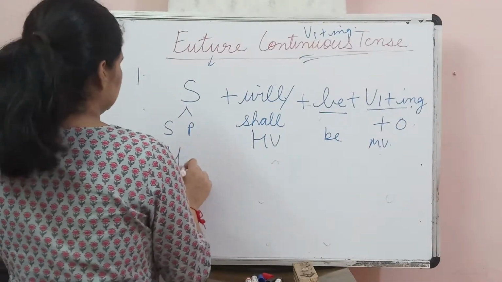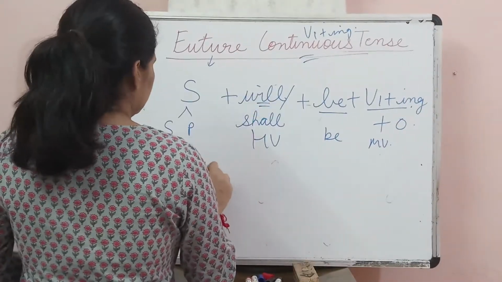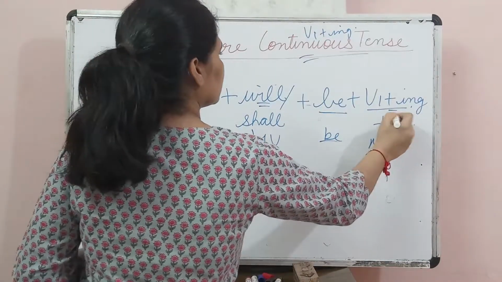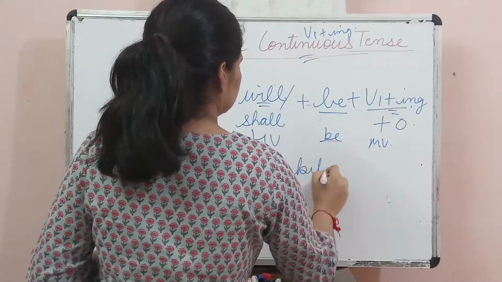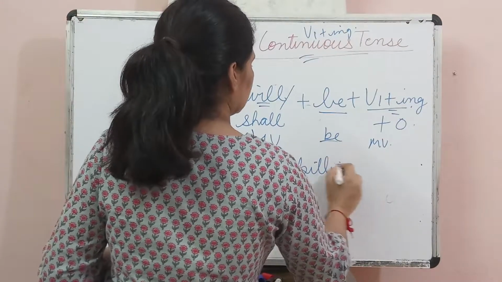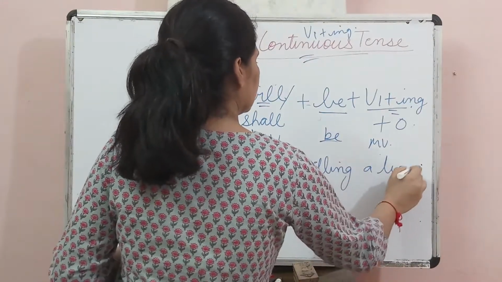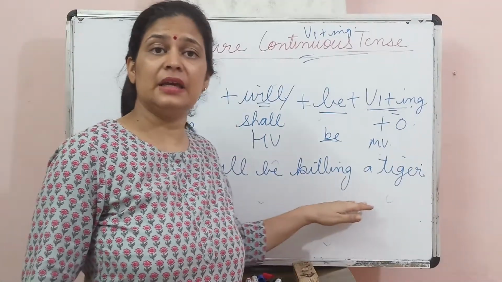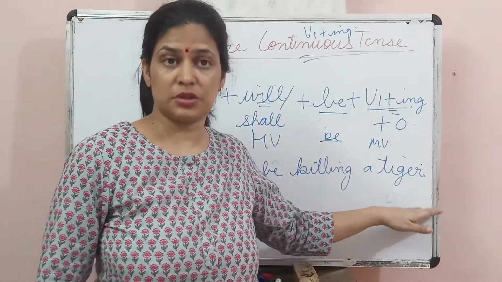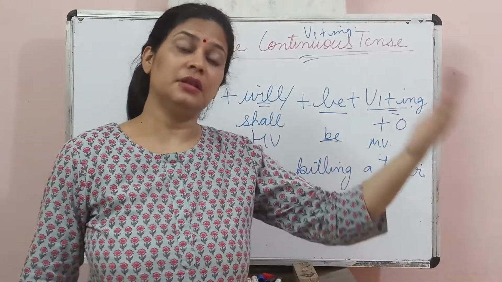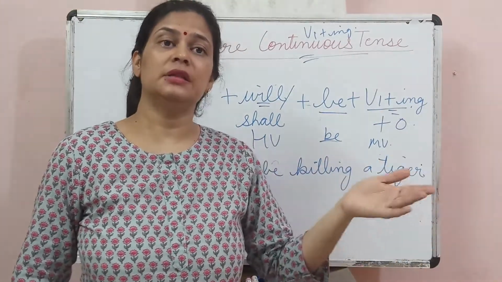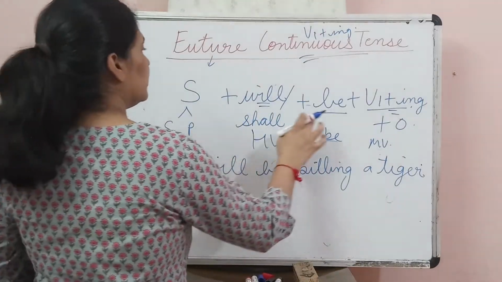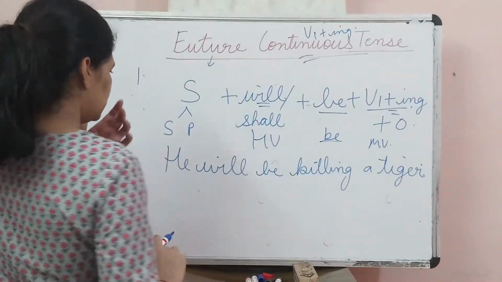Now see the example. He will be killing a tiger. So this is what you think, that he will be killing a tiger in the future. At some point of time in the future, he will be doing this action. So we have used will/shall plus be plus V1 plus ing form.